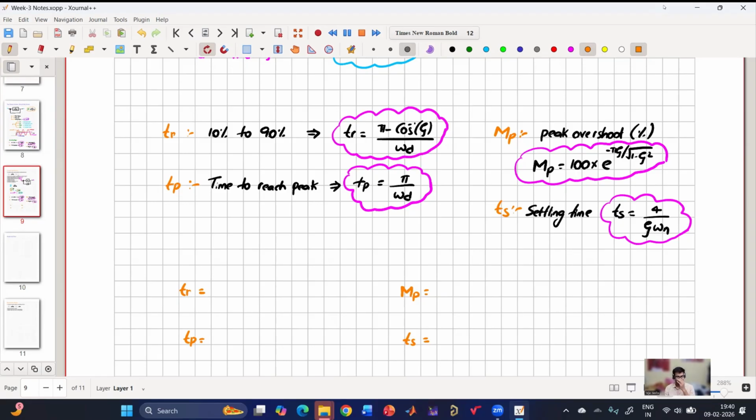So has anyone calculated anything? Sir, peak time. Okay, how much did you get? 0.32. 0.32 seconds. Okay. Let us see whether others got the same answer. And please calculate the other values in the meantime.